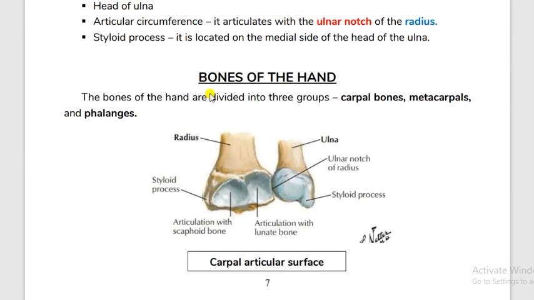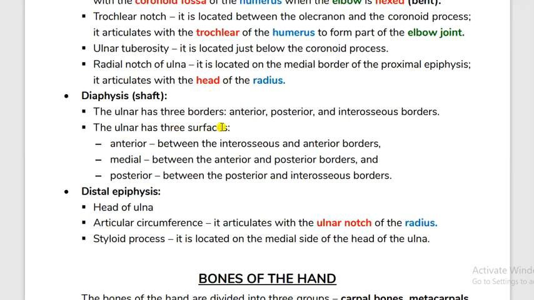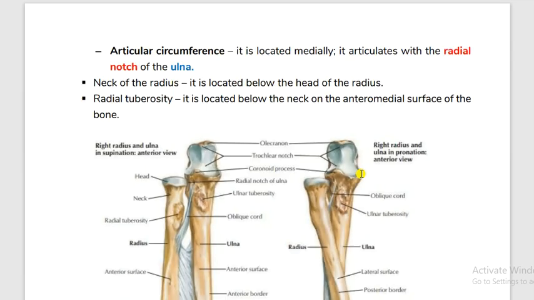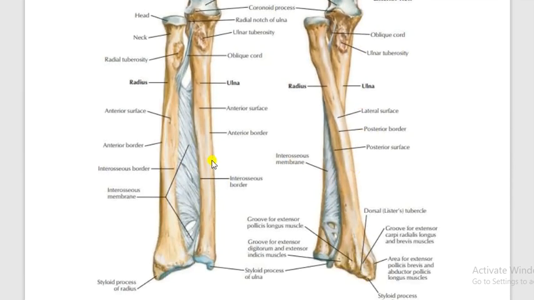Then the ulna has three surfaces: anterior between the interosseous and anterior borders, medial between the anterior and posterior borders, and posterior between the posterior and interosseous borders. This is the interosseous border, this is the anterior border, and this is the anterior surface here, present between the interosseous border and anterior border.